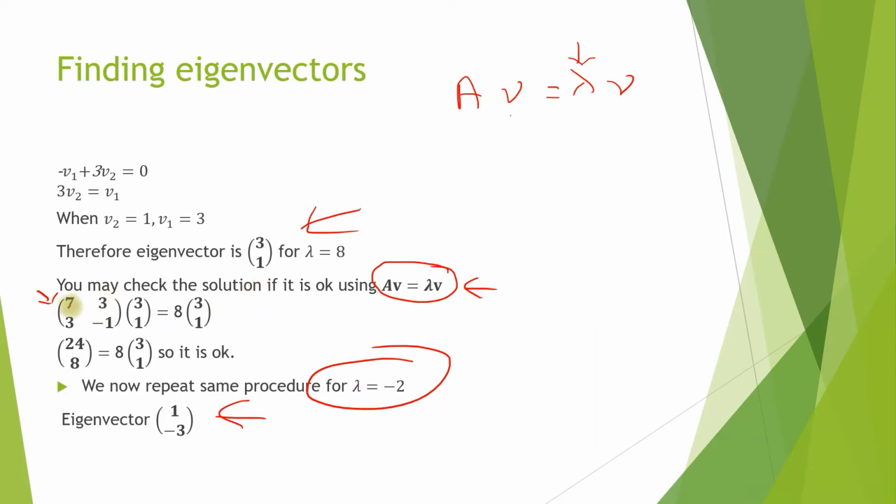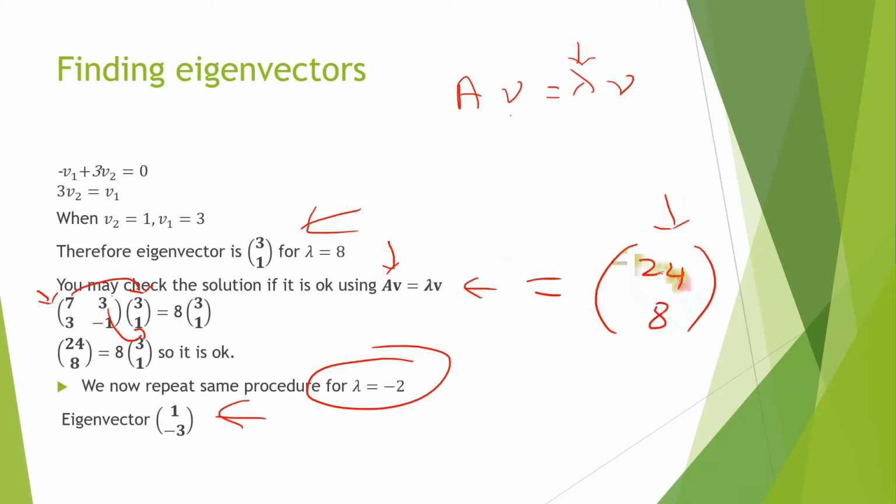So if you take 7 times 3 plus 3 times 1, this gives you the first row. So you will have 7 times 3, 21, plus 3 times 1, 24. You can write it down. And then you have 3 times 3 plus negative 1 times 1. So it is 9 minus 1, which is 8. So you get the vector (24, 8).